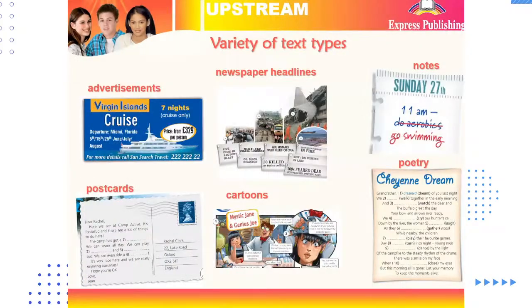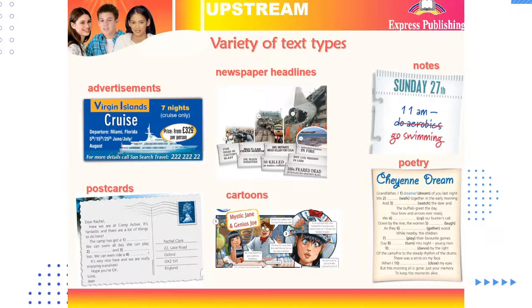As we progress through Upstream, there are a number of different reading texts and reading genres that the students are introduced to. These are vitally important in providing all the input that the students need. It also gives them valuable experience and skills in reading across various text types. We can see on our screen here various examples such as advertisements, newspaper headlines, poetry, postcards, to name a few. These are contained within the Upstream lessons.